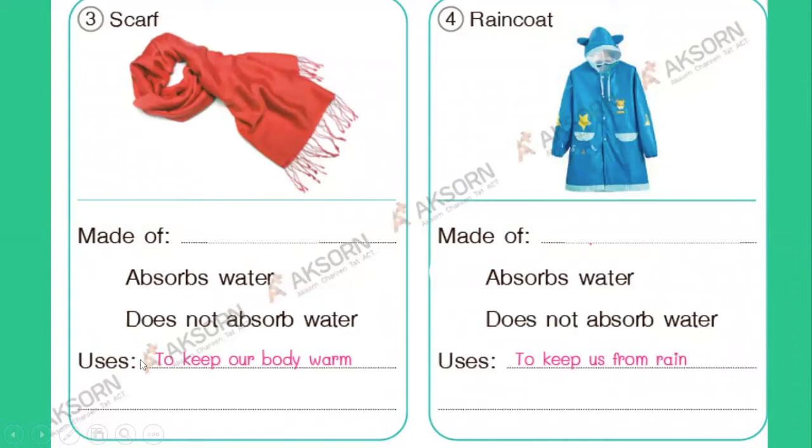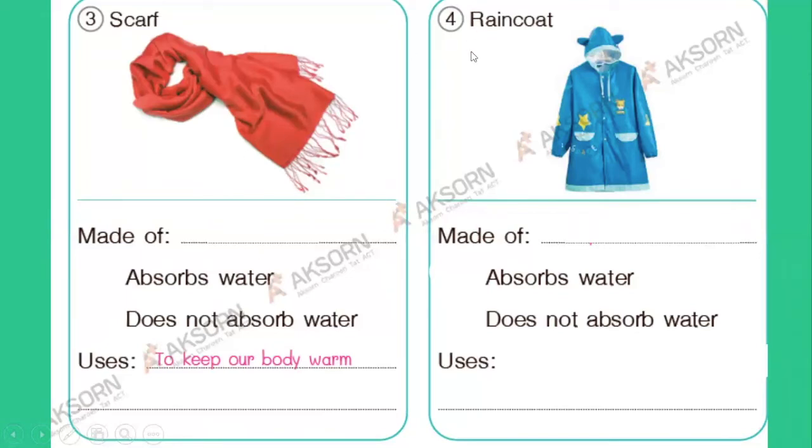So we use scarf to keep our body warm. Repeat after me, please. To keep our body warm. One more time. To keep our body warm. Okay, we use scarf to keep our body warm. So I wish you write it down. Scarf made of fabric or clothes, and whether it absorbs water or doesn't absorb water. Tick it in the right circle, okay?